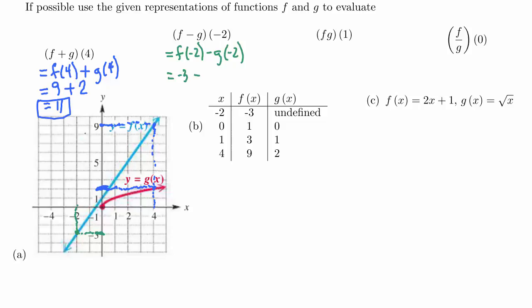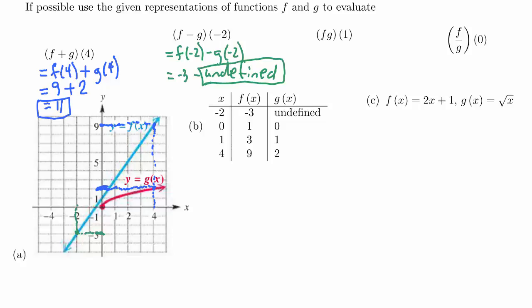Well, I would go up or down until I see the red function, but the problem is that it stops right there. This negative 2 is not part of the domain for the g function. That means that g of negative 2 is undefined. Therefore, this entire f minus g of negative 2 is also undefined because it's not part of the domain of f and g at the same time.